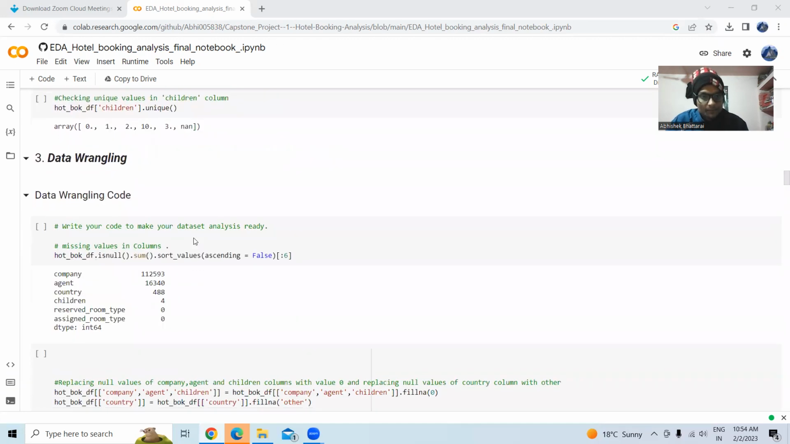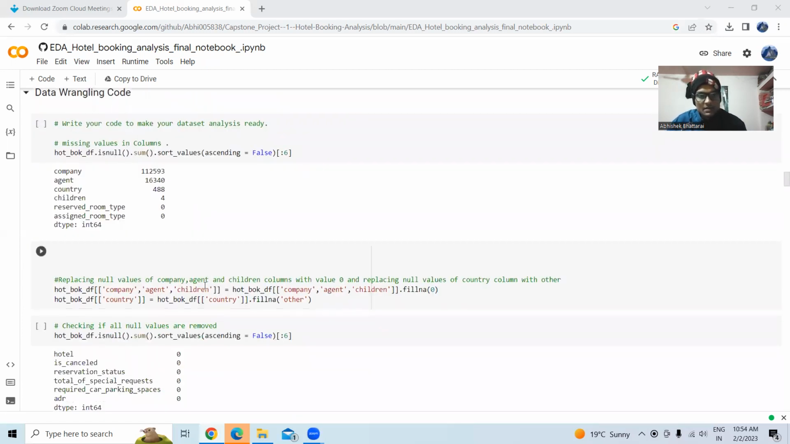Then we move to data wrangling. In data wrangling, we have to work on the data set and clean it to make it analysis ready. As you can see, we have null values in four columns. We will replace them with values that will be helpful for our analysis. Here we have replaced the null values of the company, agent, and children columns by filling in 0.